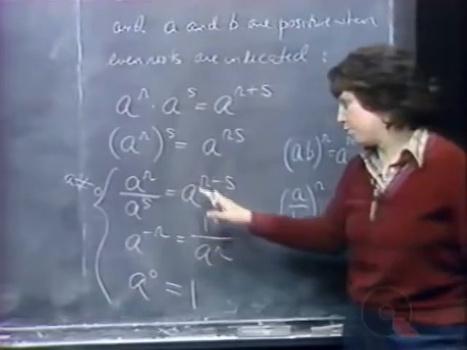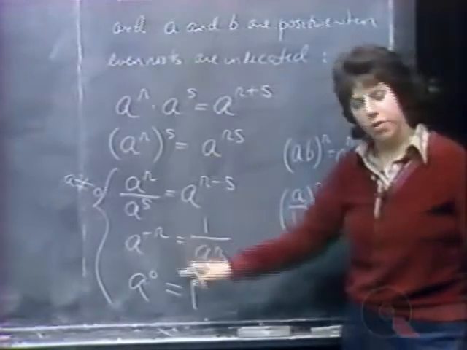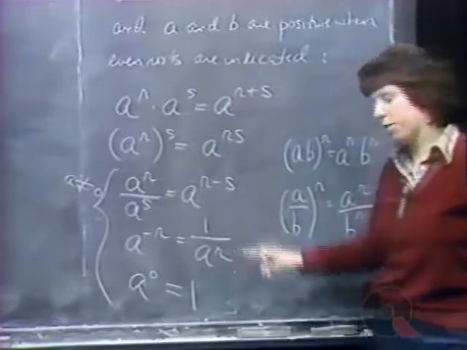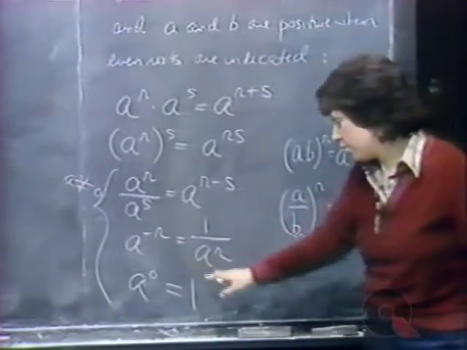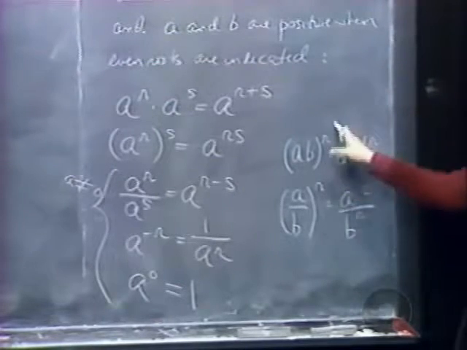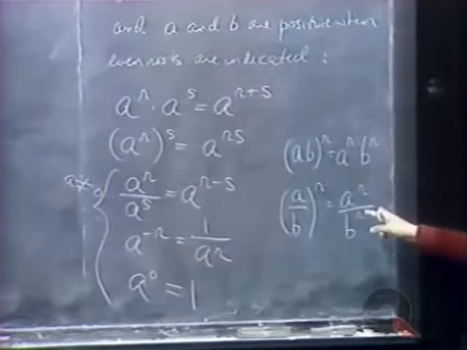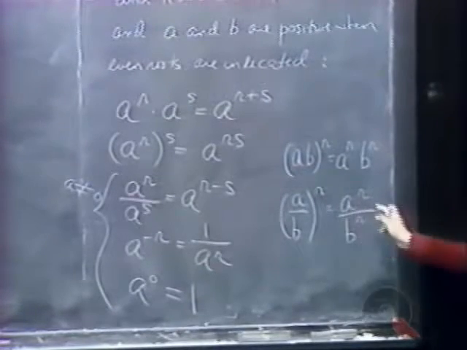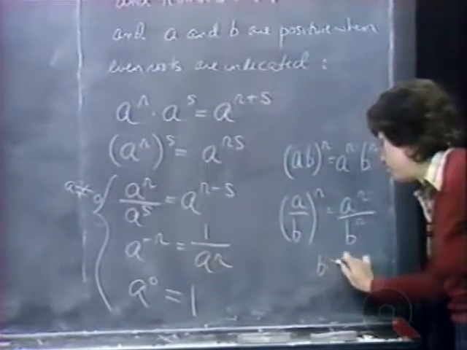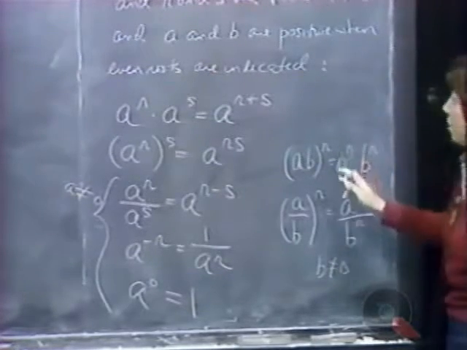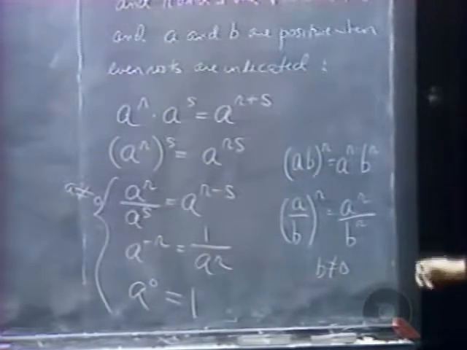When you divide, you subtract the powers. A to a negative power, even if it's a fraction, is still going to be defined to be 1 over a to the positive power. A to the 0 is 1, assuming a is not 0. If you have a product to a power, you can take each factor to that power, and a fraction to a power is the numerator to the power over the denominator to the power. Here, of course, we're assuming b is not 0. And in all cases, we're assuming that we're never taking even roots of negative numbers.